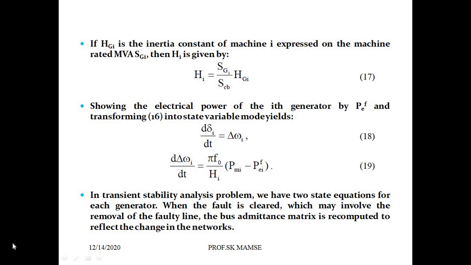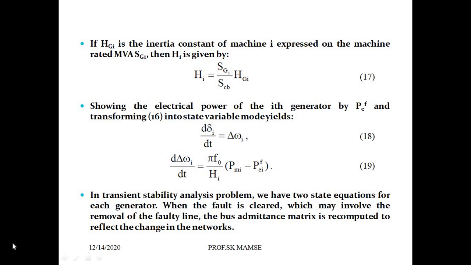If Hgi is the inertia constant of machine i expressed on the machine rated MVA, then Hi is given by Hi equal to Sgi divided by Sb times Hgi. Denoting the electrical power of the ith generator by Pei and transforming into state variable form yields d delta i divided by dt equal to delta omega i, and d delta omega i divided by dt equal to pi f0 divided by Hi times Pmi minus Pei. In the transient stability analysis problem, we have two state equations for each generator.